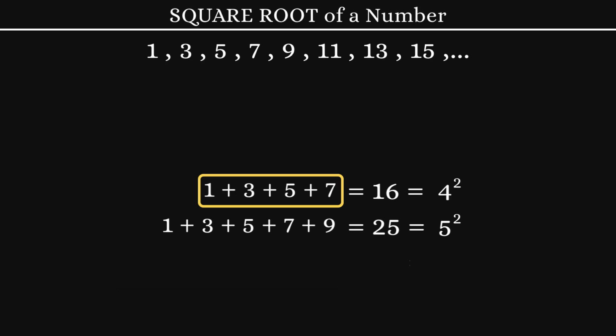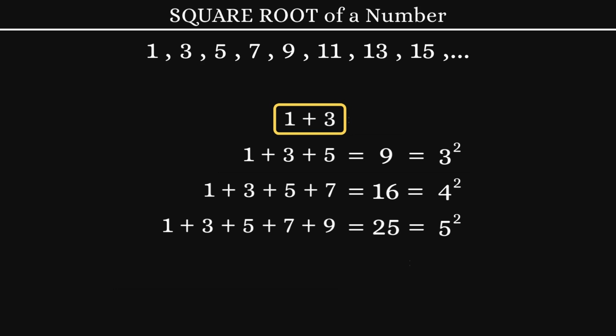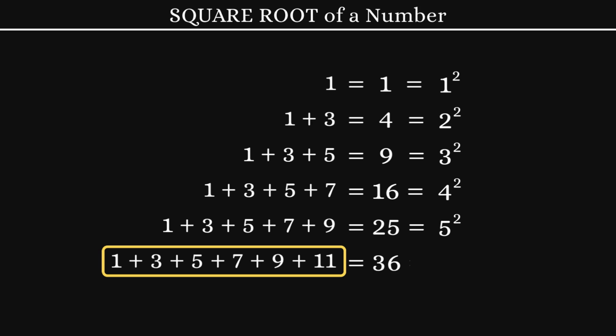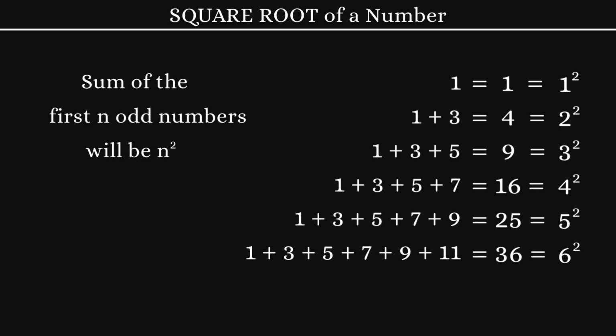which is 4 squared. The first 3 odd numbers, 1 plus 3 plus 5 will give 9, which is 3 squared. The first 2, 1 plus 3 gives 4, which is 2 squared. And the first odd number, 1, by itself is 1 squared. The first 6 odd numbers will add up to 6 squared. So you can generalize to say the sum of the first n odd numbers will be n squared.